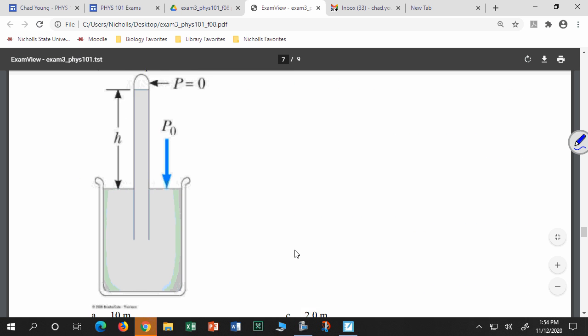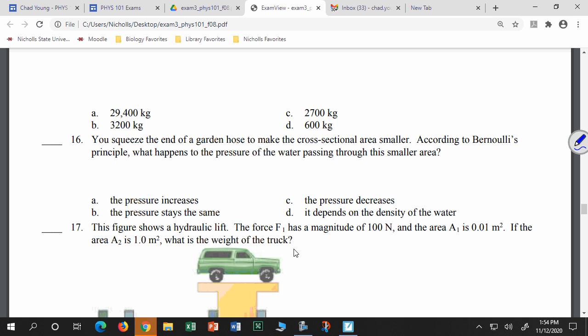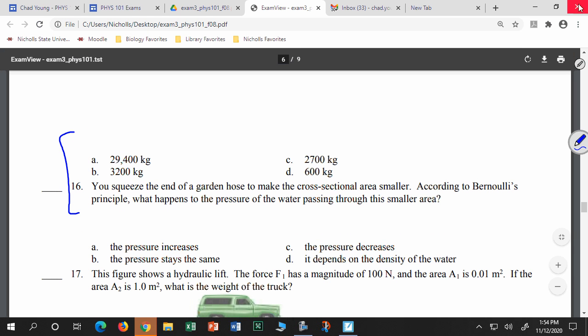And then we stop there. So let's go back and look at some of these. I think we got many of these. Here, if you squeeze the end of a garden hose, what happens to the pressure? I know if I squeeze the end of the garden hose, I decrease the area. That makes the velocity go up. So what happens to the pressure? Right, the pressure goes down. Make sure you can do those where you're applying Bernoulli's and the equation of continuity.